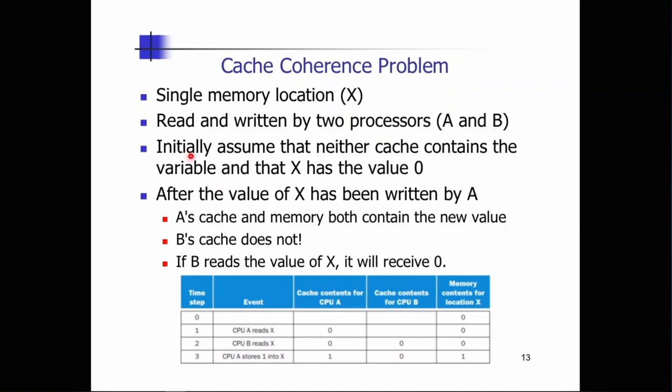And to start things off, we are assuming that neither the cache for A nor the cache for B contains the variable, so we need to fetch it from memory, and the memory location X has the value 0 in it. So as you can see, time step 0 in this table here has the contents of location X set to 0. So that's what we are initially assuming. So let me quickly highlight that here. That's an assumption that we are making initially.